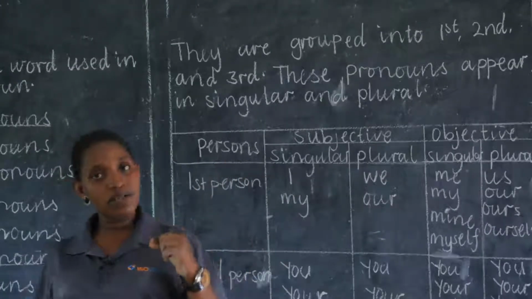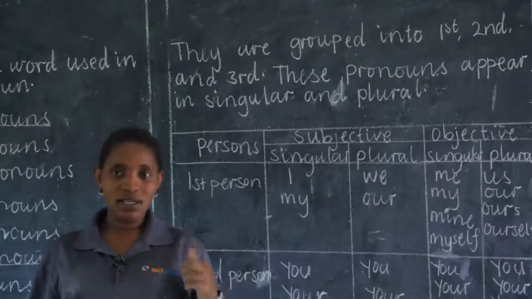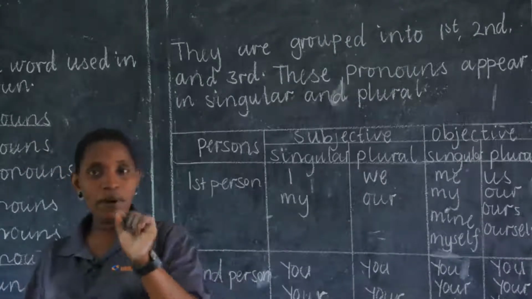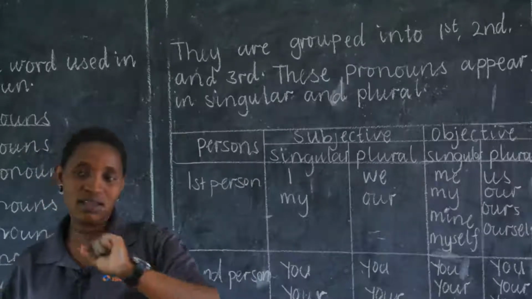Now the second person. Who is the second person? The second person is the person talked to. For example, I'm talking to you. You are the second person.